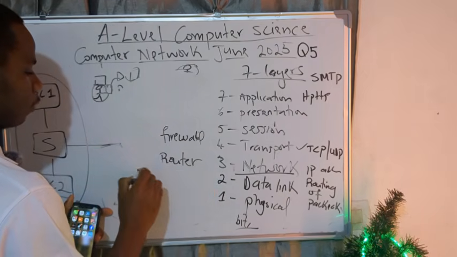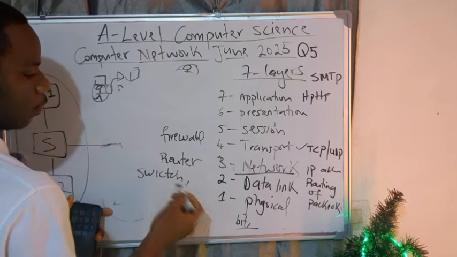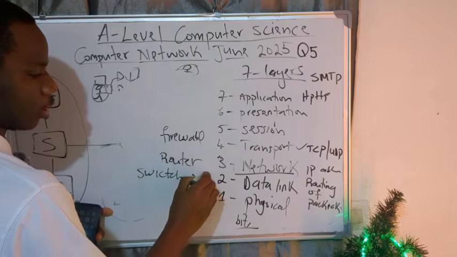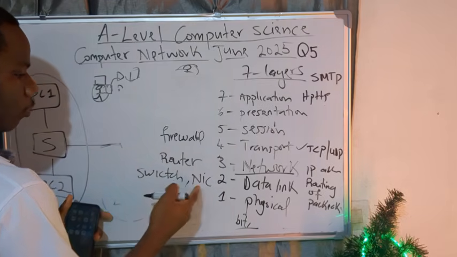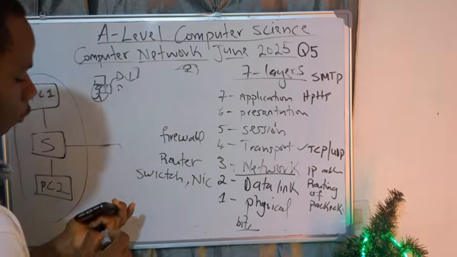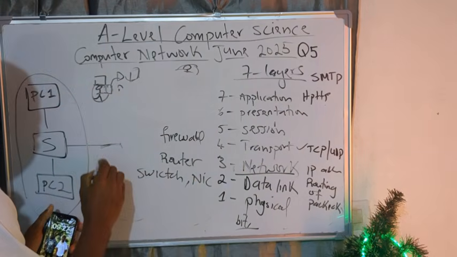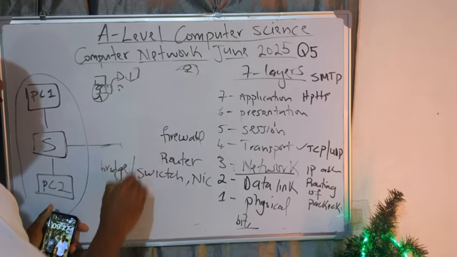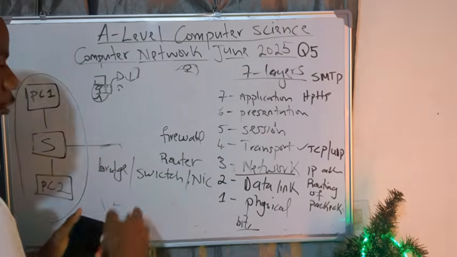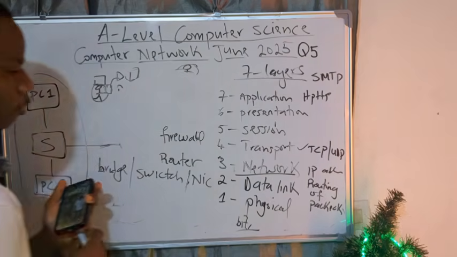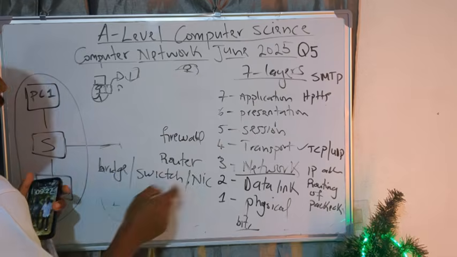Data link layer, here you have different devices, you have switch. Very easy to retain. We also have what we call network interface card. It's found at the level of data link layer. We also have switch, we have network interface card, we have bridge. If you don't know the definition of all these network devices, please just search them somewhere. I don't want to waste time defining each of them. The video will be too long. So bridge, switch, network interface card.